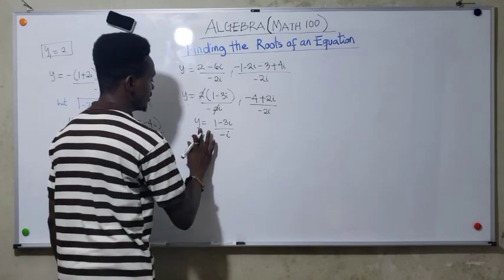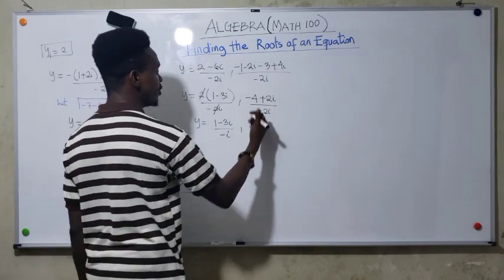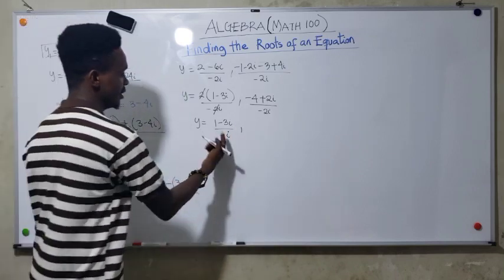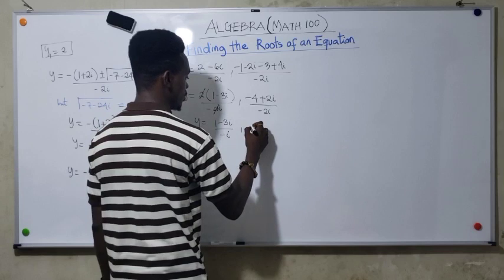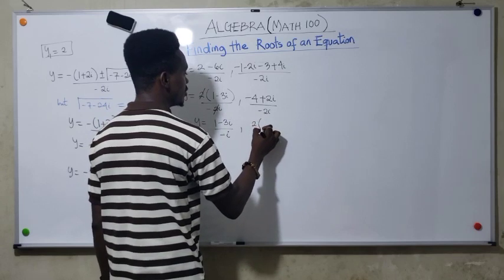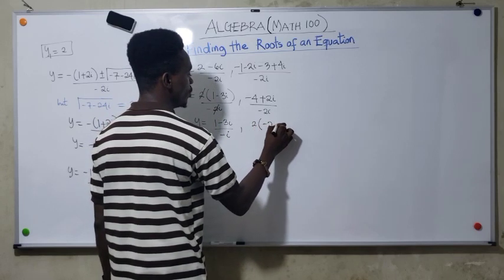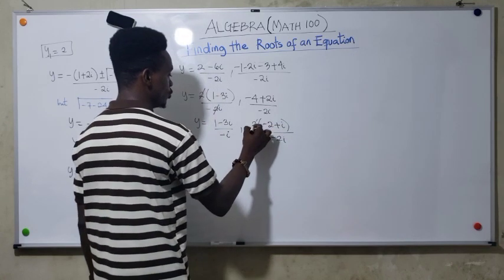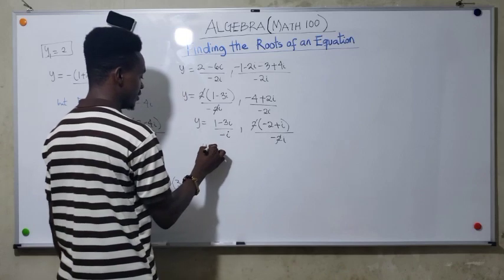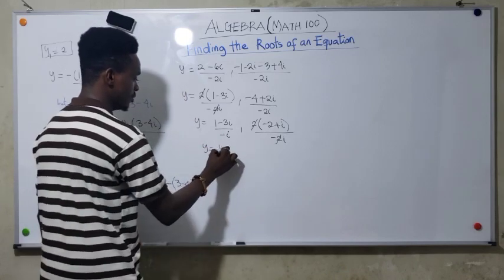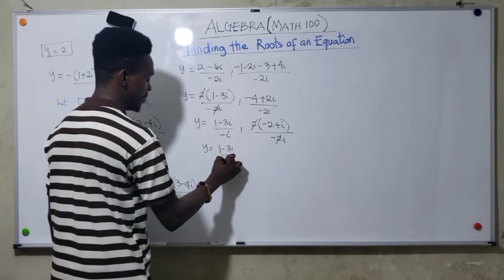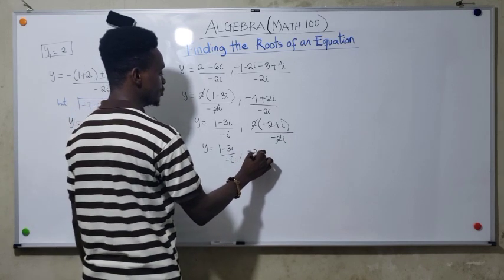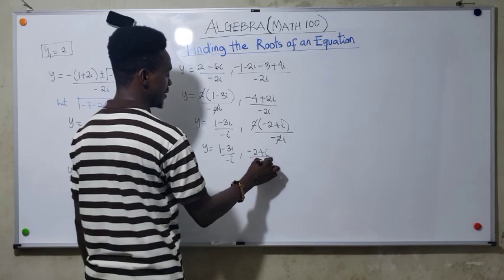So let's keep this first. We have this. We can factor by minus 2 instead of keeping the negative. Let's just factor by 2 first. So factoring by 2, we have minus 2 plus i, all divided by minus 2i. So 2 cancels 2, we have y equal to 1 minus 3i, all divided by minus i, and also we have minus 2 plus i, all divided by minus i.